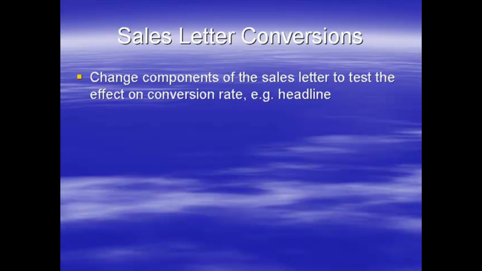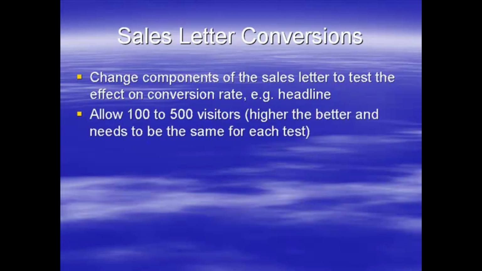Now, this can get quite complex, and we're going to talk in the next video about ways of making it easier, but these are all the components you need to consider changing. You want to make one change at a time, and then you want somewhere between 100 and 500 visitors. Basically, the higher the better, because that allows you to get a statistically significant sample, which means that basically it's going to be accurate.